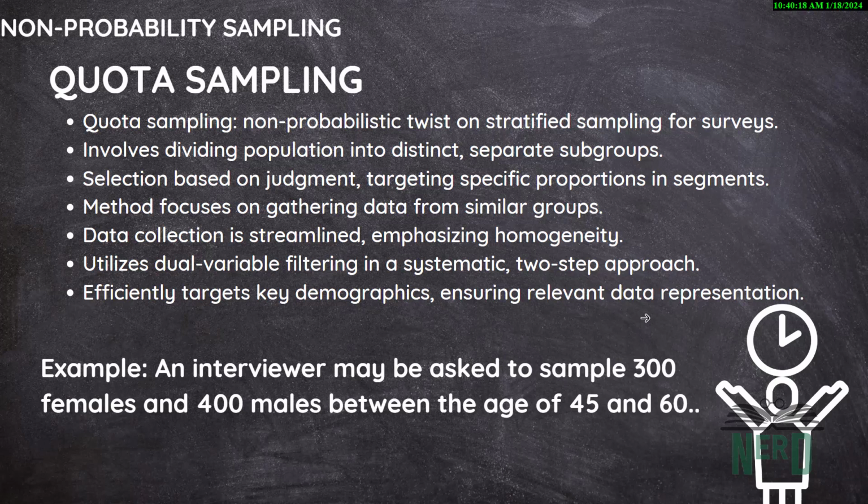In quota sampling, you might decide to chat with 300 women and 400 men in the age group. You're not picking them randomly, you're choosing them to make sure you get a balanced mix. Kind of like ensuring your mini salad has all the ingredients of the big salad bowl.